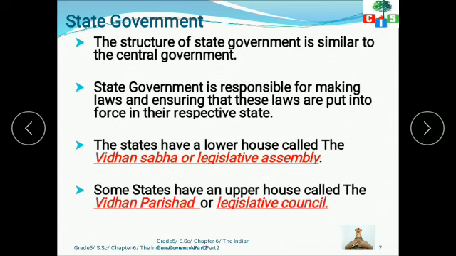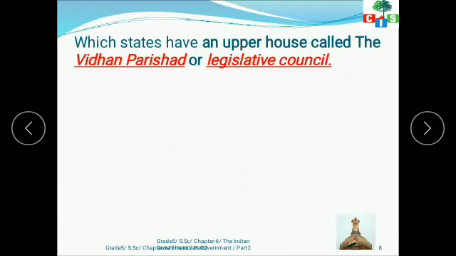There are some states that also have an upper house. So, they have two houses. One is Vidhan Sabha or Legislative Assembly. The other is called Vidhan Parishad or Legislative Council. Right? Now the question that comes to my mind is, what are the names of those states?